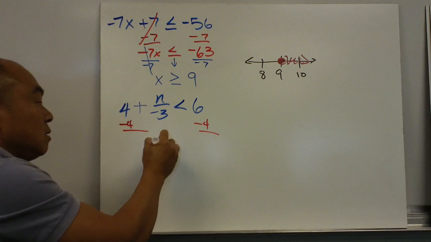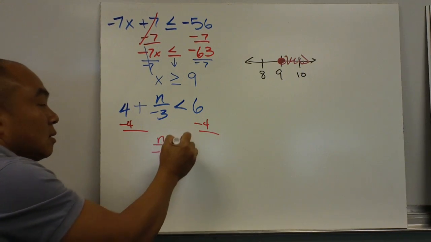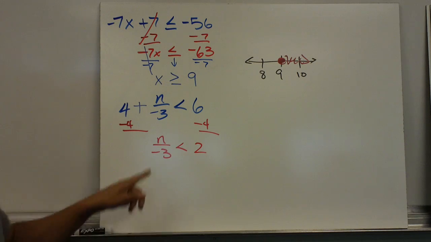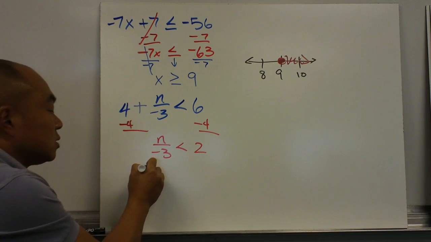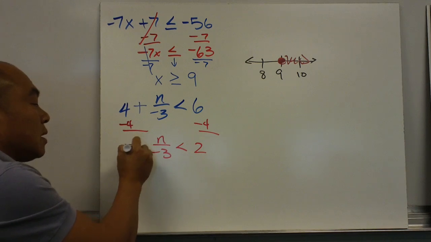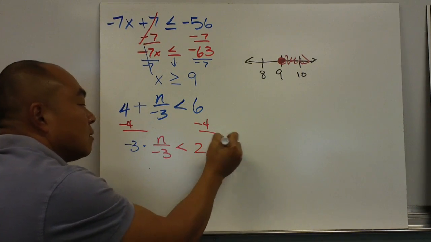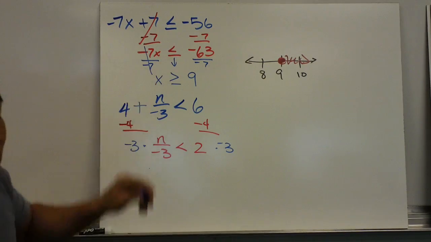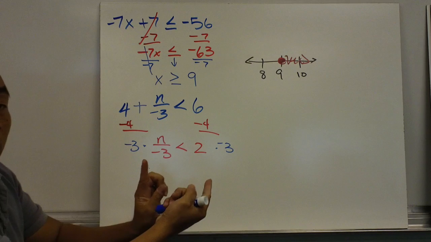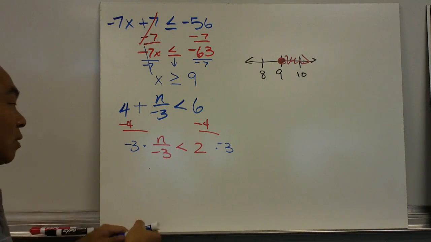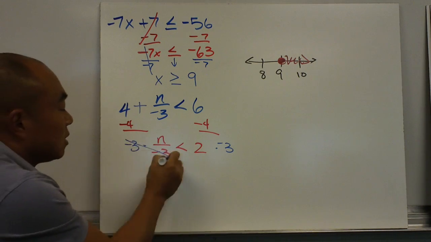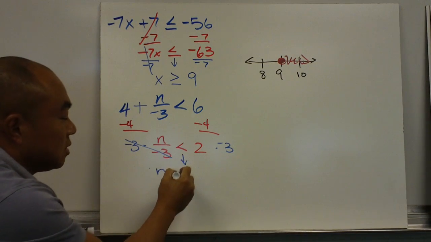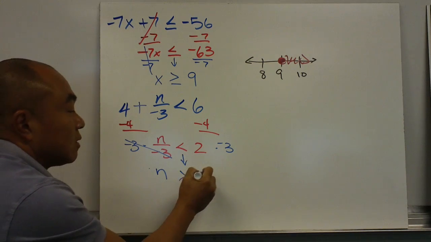You now have n over negative 3 is less than 2. Because I'm dividing by negative 3, I'm going to multiply this side by negative 3, multiply this side by negative 3. And again, whenever you multiply by negative 3 or when you divide by a negative number, your inequality switches. So let's rewrite that all over. Negative 3 over 3 gives you 1, that gives you n. Because it's a negative, this switches. It's now greater than, and that gives you negative 6.